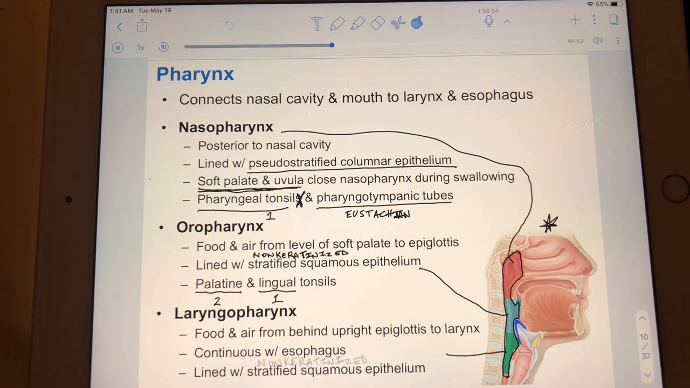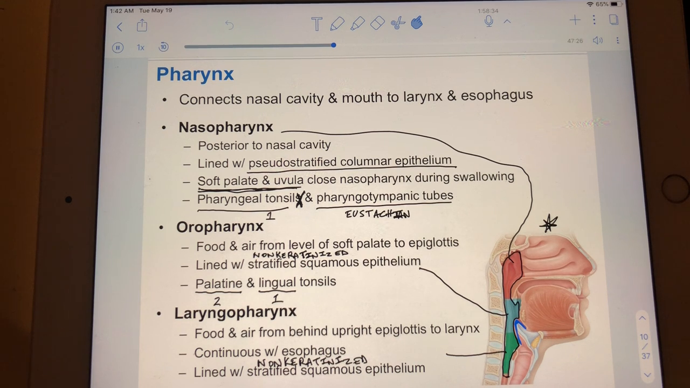The laryngopharynx is lined with non-keratinized stratified squamous epithelium. So it's continuous with the lining of the oropharynx. Now, I will come back to this automatically when we're officially in the larynx, which I think is really, really soon.